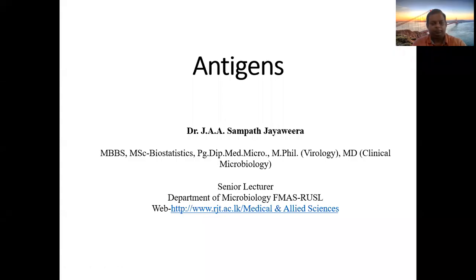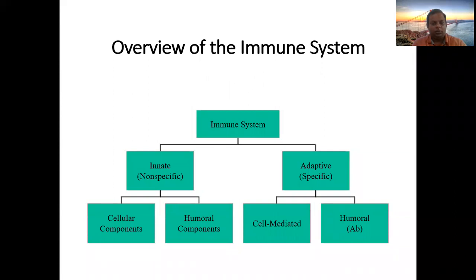Antigens. Just an overview of the innate immune system. To recap, the immune system goes with innate and adaptive. Innate is non-specific, and it contains a cellular component and a humoral component. The cellular component, you know up to now: neutrophils, macrophages and NK cells. The humoral component: cytokines, complements, and other chemokines.